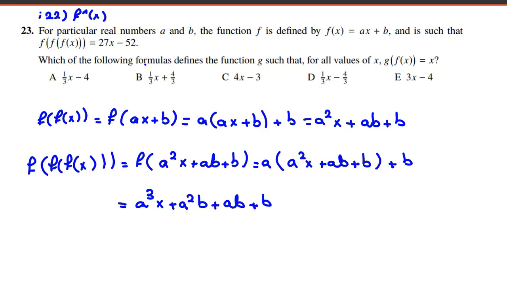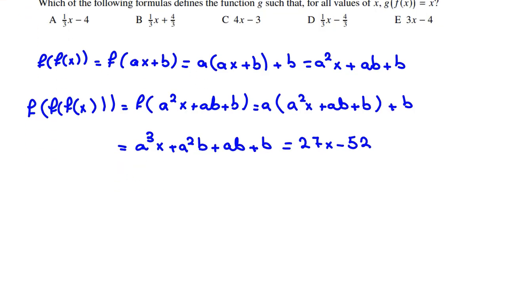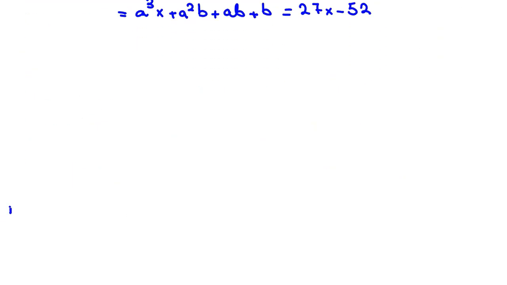It says, which of the following formulas define the function g such that. It is one important idea you can use if you couldn't solve: check the choices. In this problem you can solve by checking the choices, but in some problems it will be so much easier. Okay? And we know it is 27x minus 52, so we can find a and b. This is so much important in polynomials, let me write it as 24.